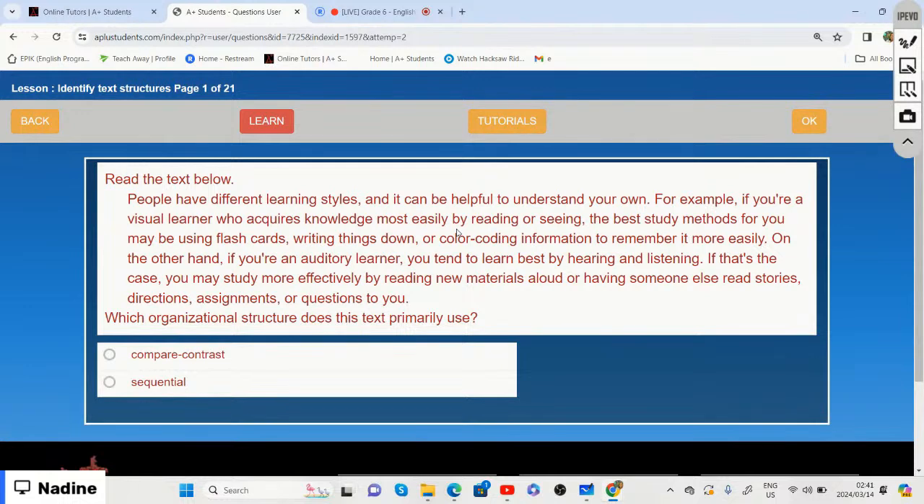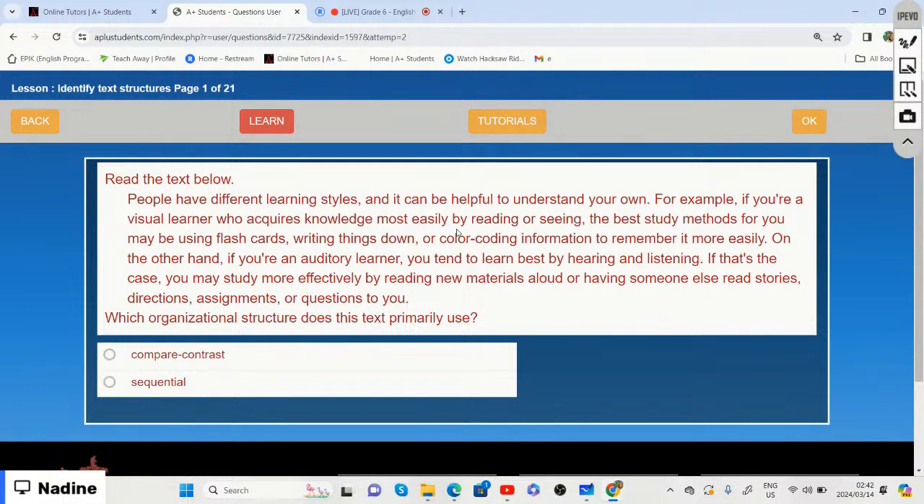We need to say if it is a compare and contrast structure or a sequential structure. All right, so compare, it's the example where you are comparing certain things, like for example, in this case, the learning styles, right? They're saying there are different types of learning styles, especially the type of styles that you feel works best for you.